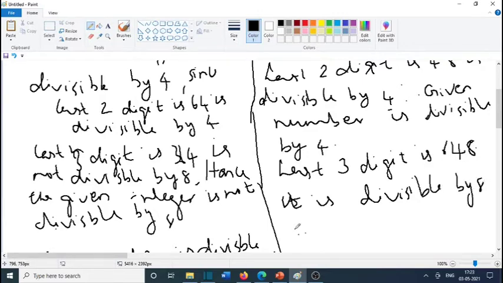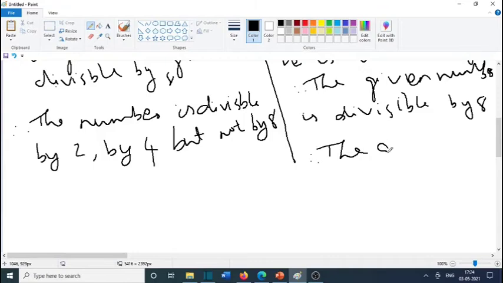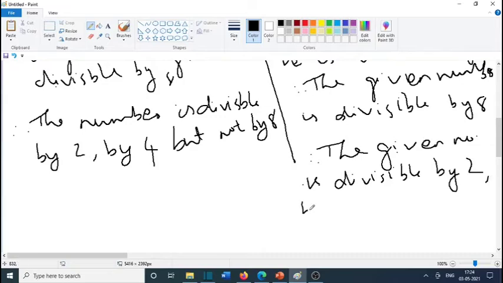Therefore, the given number is divisible by 8. Therefore, the given number is divisible by 2, by 4 and by 8.